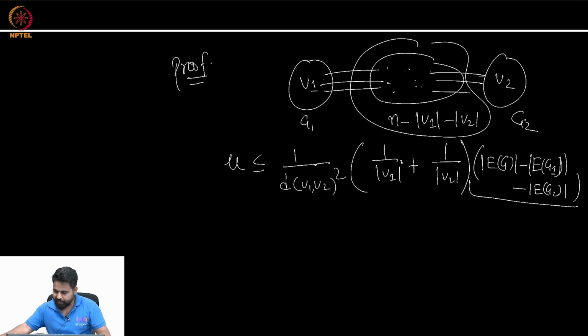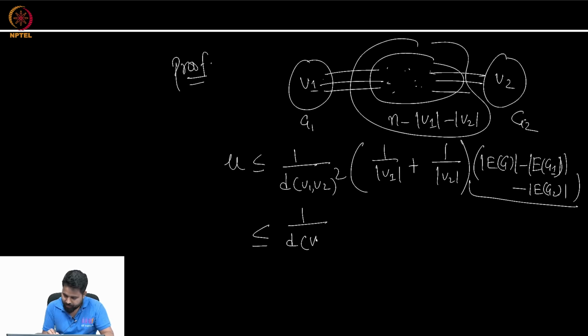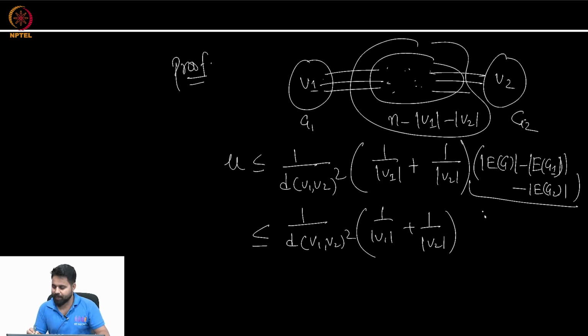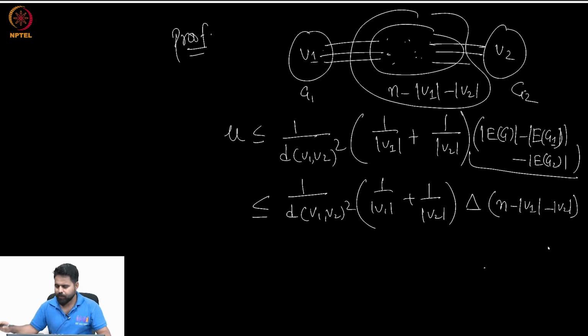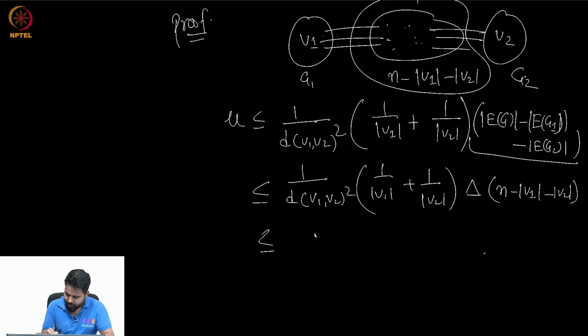So this quantity is always greater or equal to, okay, d(V1, V2), it is called the same thing. Let me write the same thing here, |V1||V2|, and this is nothing but, if you replace it by delta times this quantity, n minus |V1| minus |V2|. So this will be the term. Now the proof is very simple. Now the proof is in front of you. So we can actually write delta here.